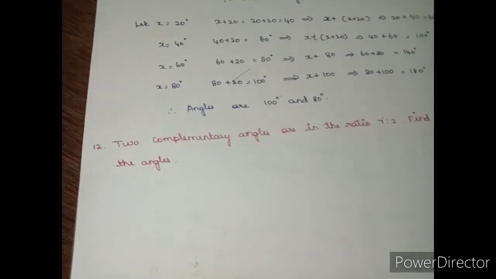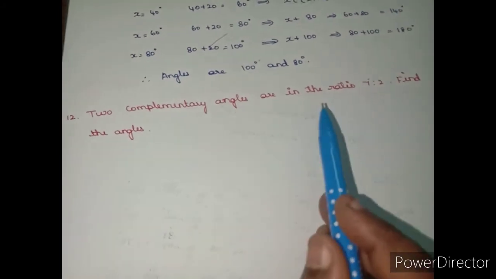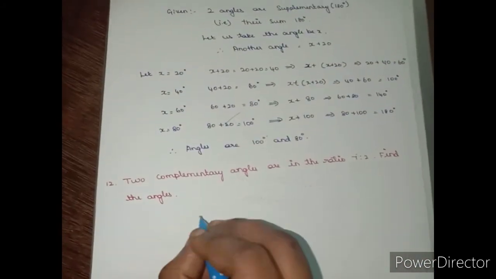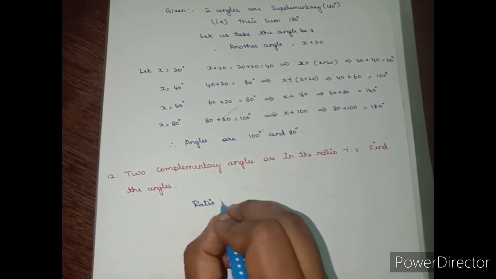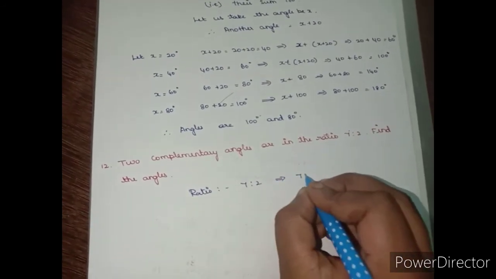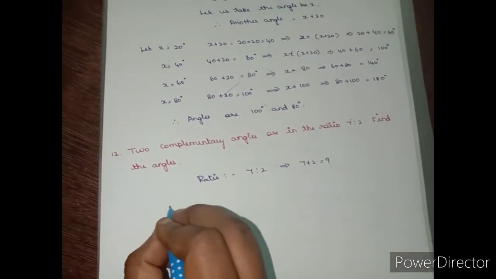This is the next question. See the next question. The two complementary angles are in the ratio 7:2. Find the angles. So what is complementary? We know it is 90 degree. So ratio we would have studied in the last chapter, right? So ratio is given as 7:2. Now 7 plus 2, it is 9. For each ratio we are going to find.